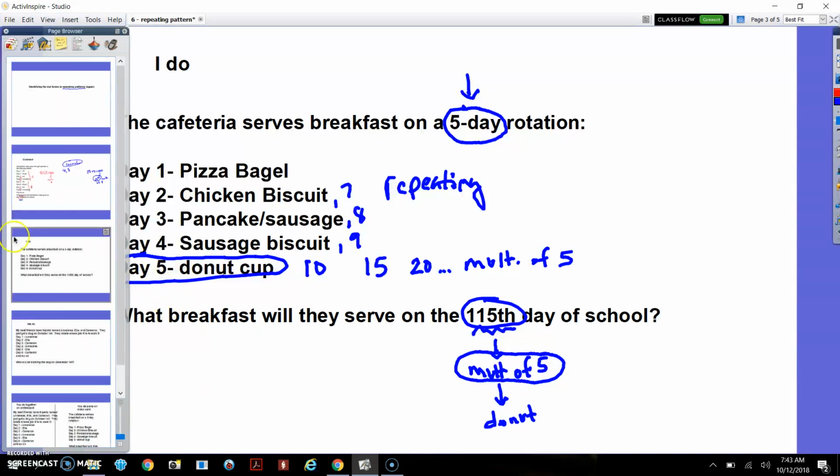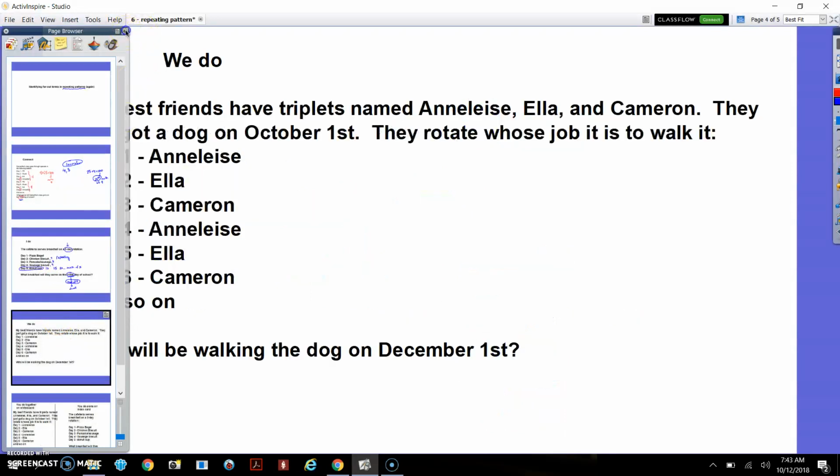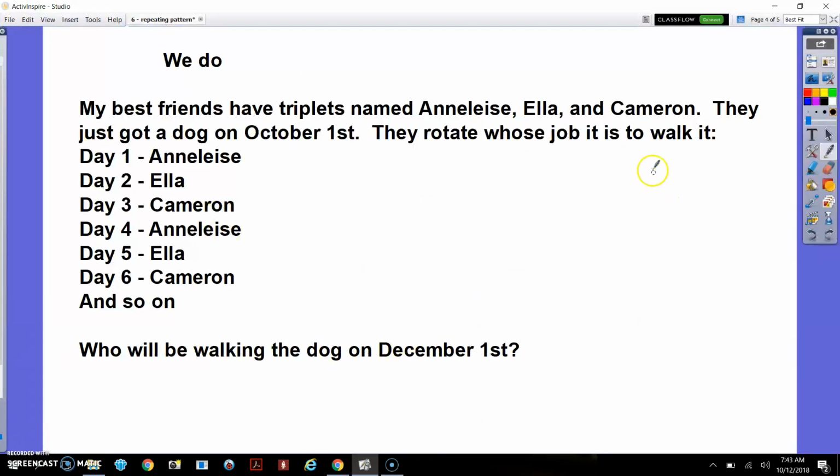All right, open your math notebook. Let's do one together. Real story here. Some of my best friends have 3 kids who are triplets, all born together. Their names are Annalise, Ella, and Cameron, and they really did just get a dog on October 1st. So what they do at their house is they rotate whose job it is to walk it.